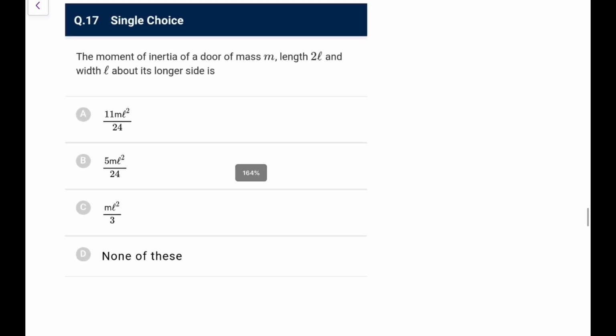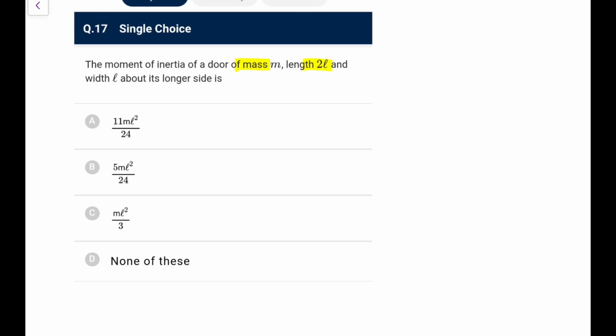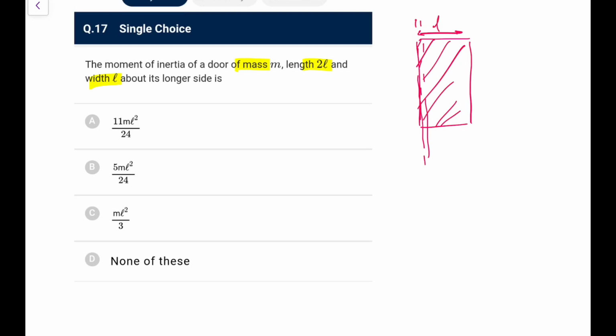Next one, the MI of a door of mass m, length 2l and width l about its longer side. Longer side is this one. So about this, you can say a slab like this, so you take it as thin rods like this, so it would be ml square by 3, this length is l. You can directly go for that, considering them as multiple rods like this. Each will have that ml square by 3, that is what we can do here, that is the better way of looking at it.